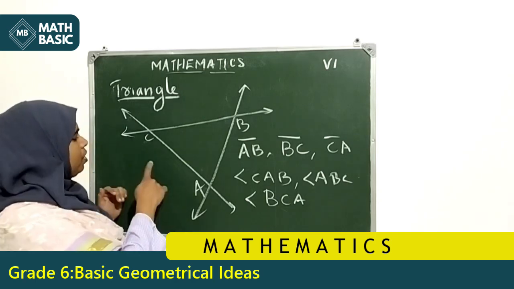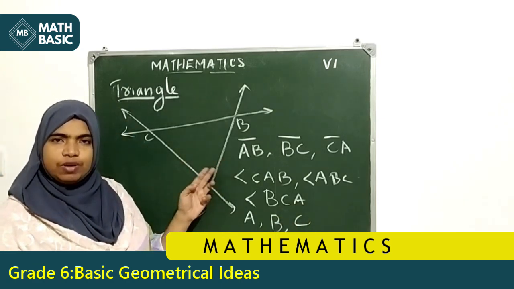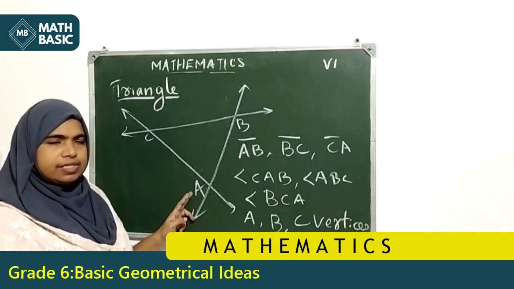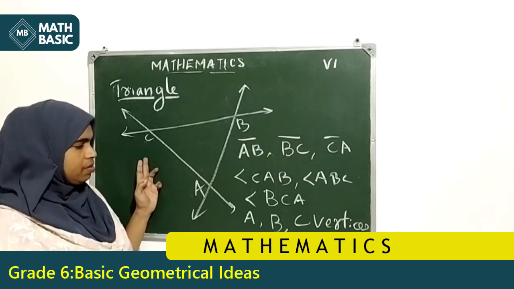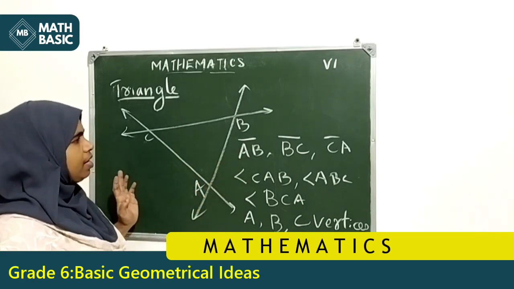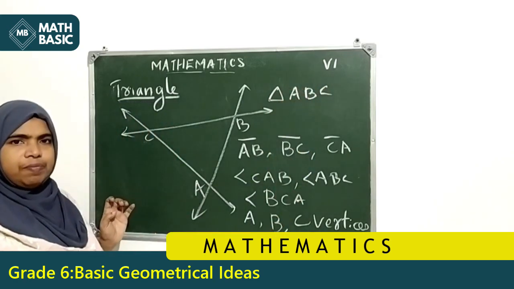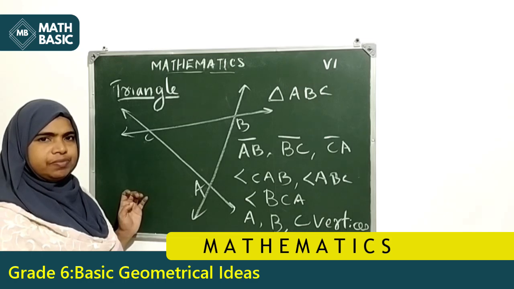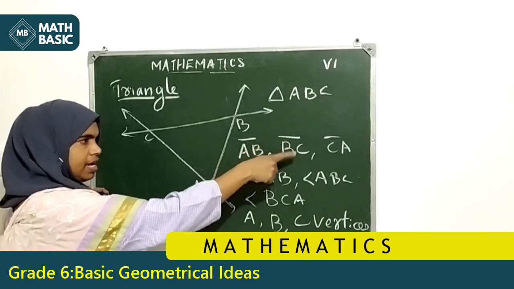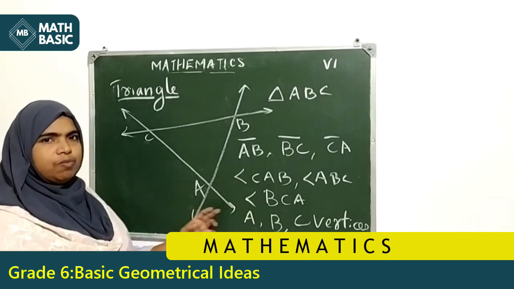Then the points A, B, C are called vertices. A is a vertex, B is a vertex and C is a vertex. So A, B, C are the vertices of this triangle ABC. How can we write triangle ABC? This is triangle ABC. These are the line segments or sides of the triangle. Then these are the angles of the triangle. These are the vertices A, B, C.